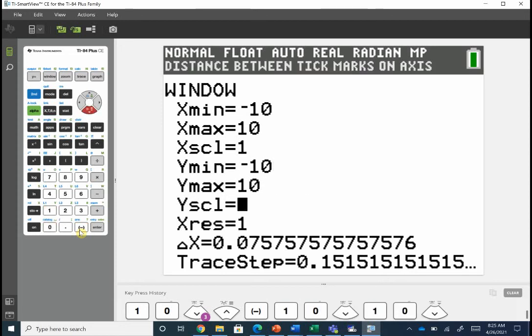And everything else, it doesn't really matter. You have that X res and the little delta X. Don't worry about any of those things. We're not concerning ourselves with those. We don't need them. All right, then we're going to go ahead and press graph. We should be good as long as our window is good.